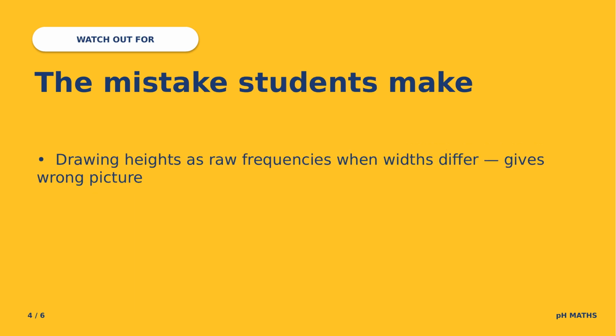Common mistake. Plotting the raw frequency as the height when the class widths are unequal. You'll get a misleading picture with the wide bars looking way too tall. Always check the class widths first. If they're all equal, you can use frequency. If they differ, you must use frequency density.